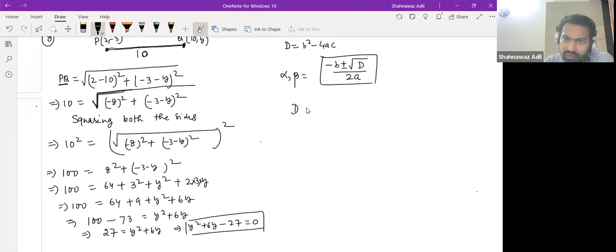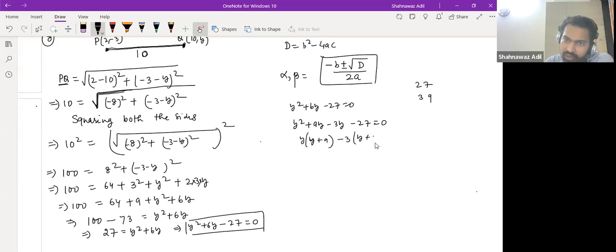So first let us use middle term splitting. So we have y squared plus 6y minus 27. So 27 is 3 into 9, right? So we can write y squared plus 9y minus 3y minus 27 equals 0. So y plus 9, minus 3 times y plus 9. So one is y plus 9 and the other one is y minus 3. So the answer would be minus 9 and plus 3. These are the two solutions, right?